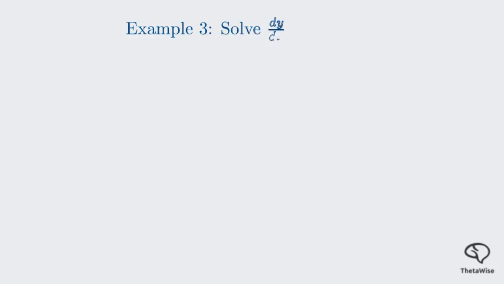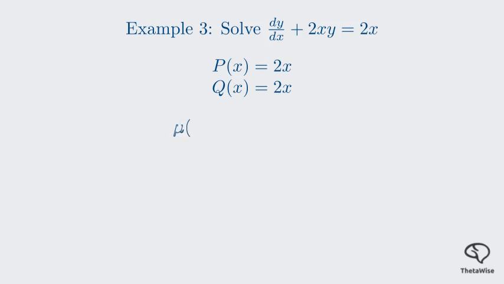Again, this equation is already in standard form. Here, p of x is 2x, and q of x is also 2x. Let's find the integrating factor. Mu of x is e to the power of the integral of 2x dx, which is e to the x squared. Now, we multiply the entire equation by e to the x squared.